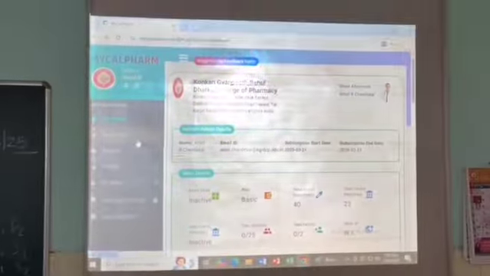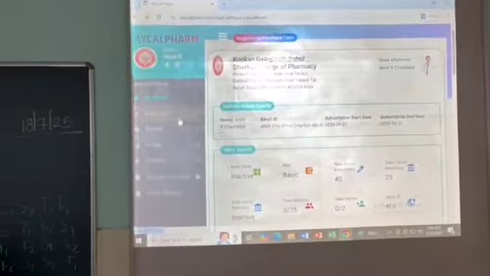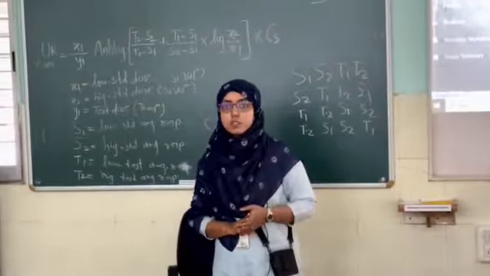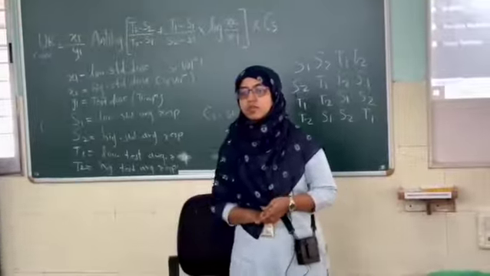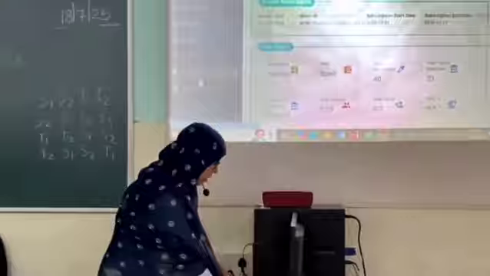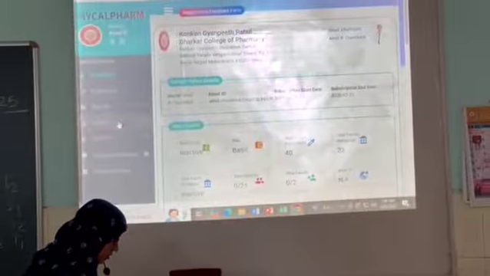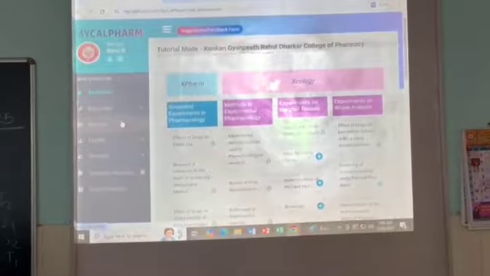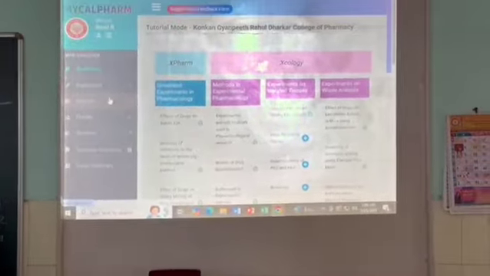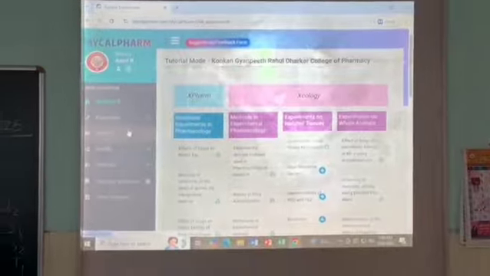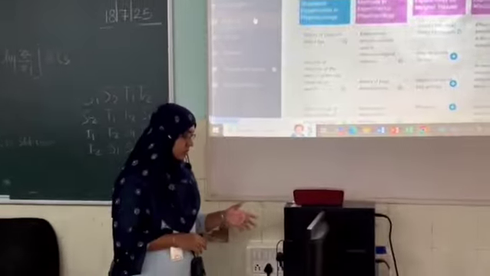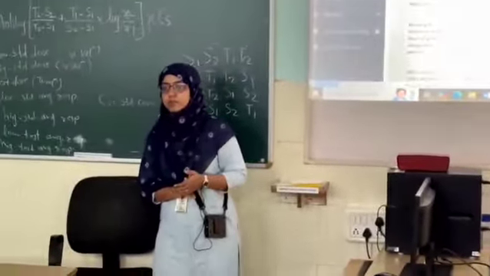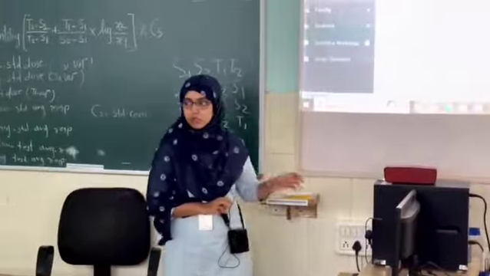There is an instrument demonstration in the software, and experiments are available in it. First of all, we have to log in to MyCalPharm software, and then select the experiments and then a tutorial. Since we are going to teach some experiments, we will select a tutorial. Here, the exam mode and practice mode are also available. Based on our purpose, we have to select the options.